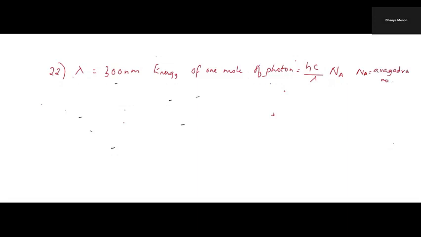Okay, so we have the value of h, and it is given in the question also, 6.63. Take the same value that's written in the question, 10 raised to minus 34 joules second.